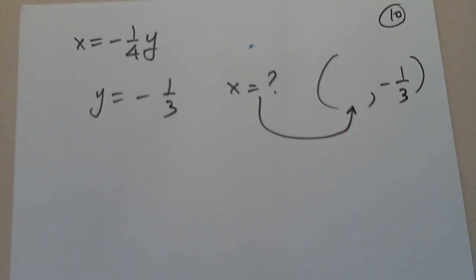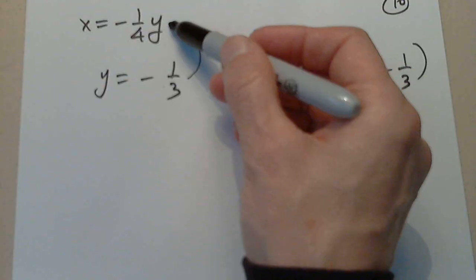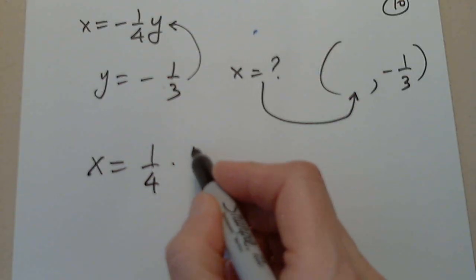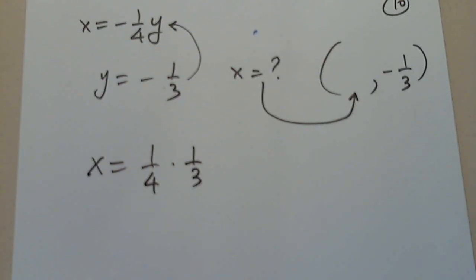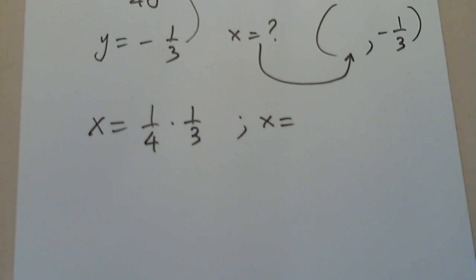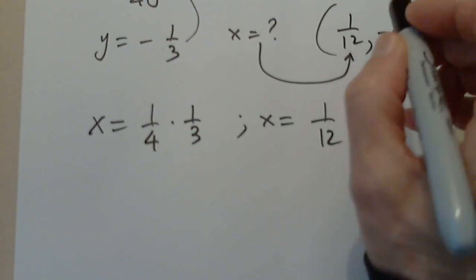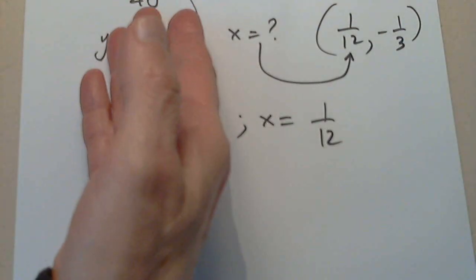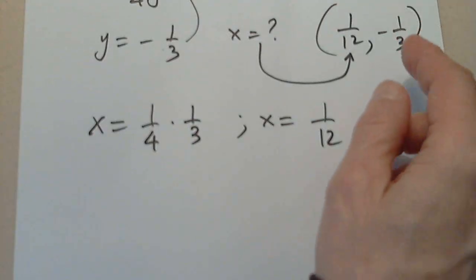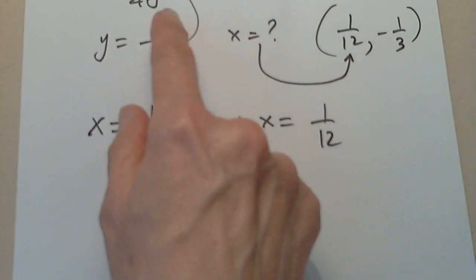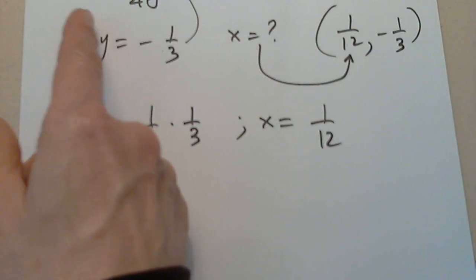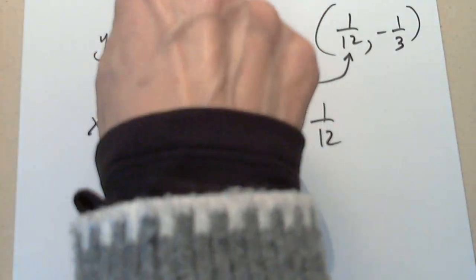Good. So all I have to do is just plug it in. And remember, when I multiply a negative by a negative, I have to get a positive number. All I have to do is multiply 1/4 by 1/3. How much is that? 1/12. That's it. That's all I need to do. So the ordered pair that satisfies the equation or is a solution to the equation, this ordered pair, when x is 1/12, y must be negative 1/3, vice versa. When y is negative 1/3, x must be 1/12, otherwise this point is not on this equation.